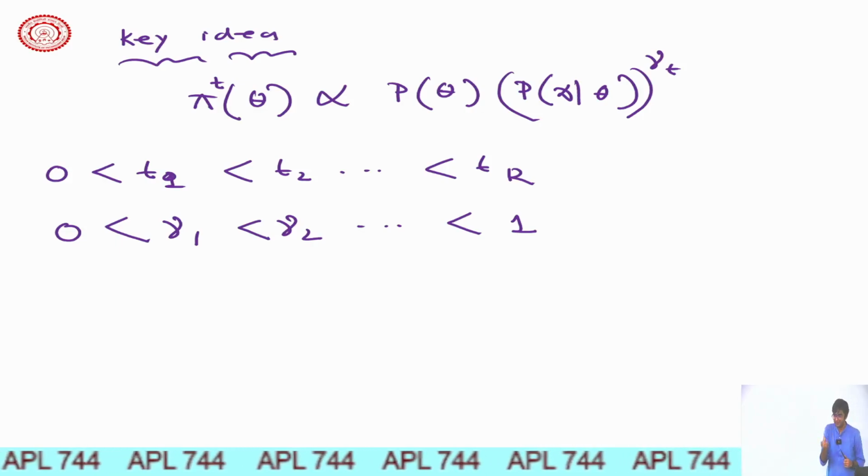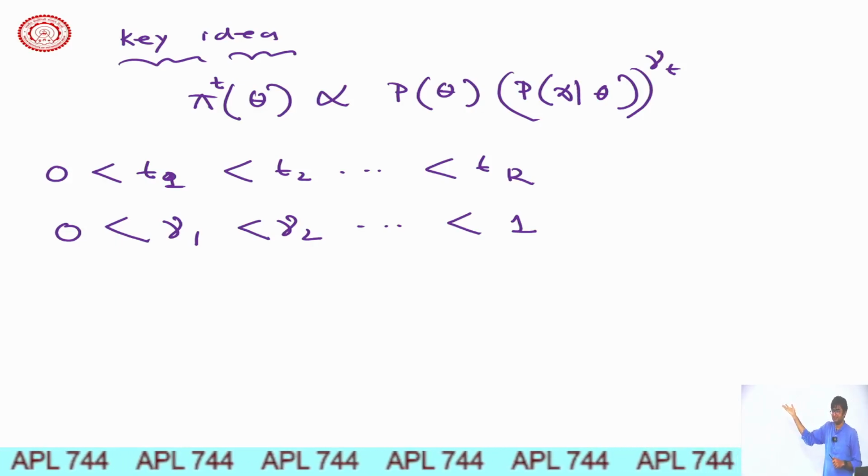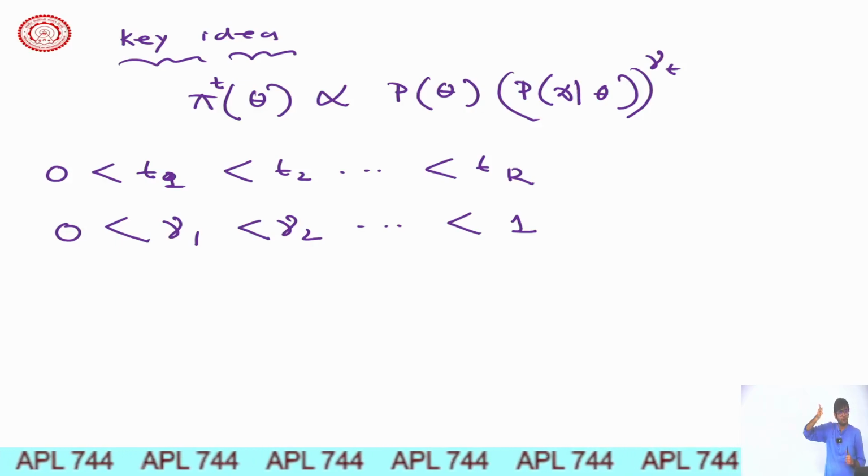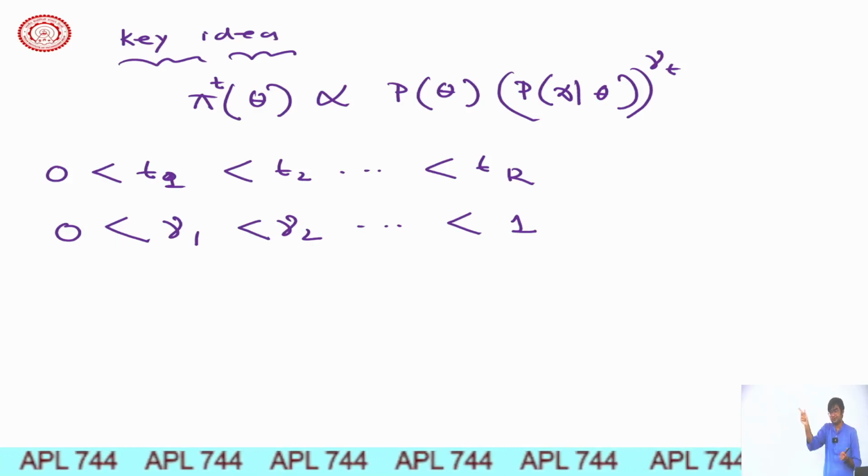We'll take a small step, gamma is equal to 0.00001. Then I'll take 0.0001. And we'll go in very small steps from 0, which is the prior, to 1, which is the posterior. And we'll do it in a sequential manner.